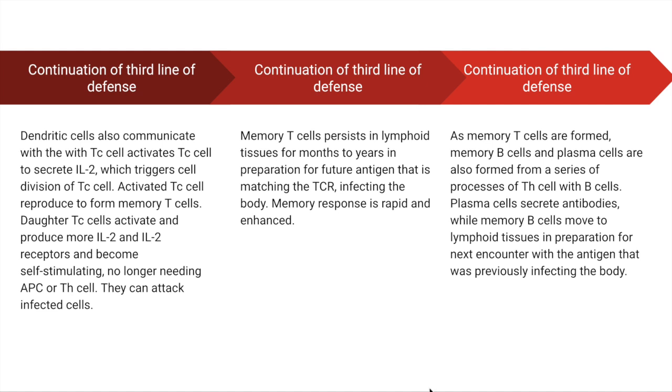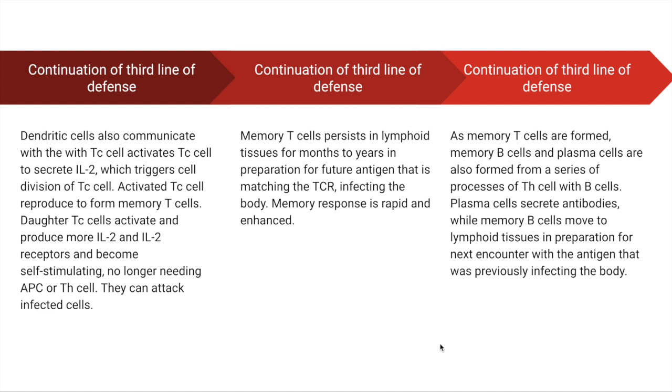Memory T cells are very important in cases of future infection by that specific antigen that has infected the body. The memory T cells persist in lymphoid tissues for months or even years in preparation for that specific antigen infecting the body in the future. This antigen needs to match the TCR possessed by the T cells. The memory response is rapid and enhanced when compared to the response of the first infection.